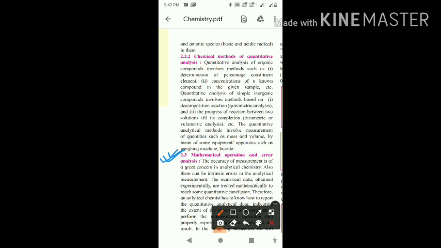We are discussing qualitative and quantitative analysis, but this analysis is carried out with the help of techniques such as mathematical operations and error analysis. It again involves many aspects related to both qualitative and quantitative analysis. We are going to discuss them in detail one by one. Firstly, we must know the importance of mathematical operations, as well as how to find out the errors, that is, the technique of error analysis.